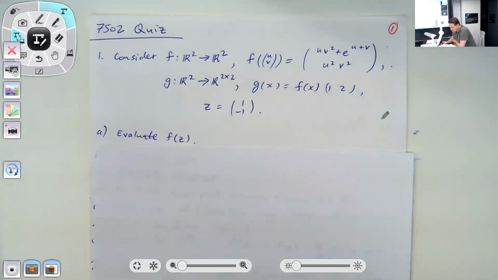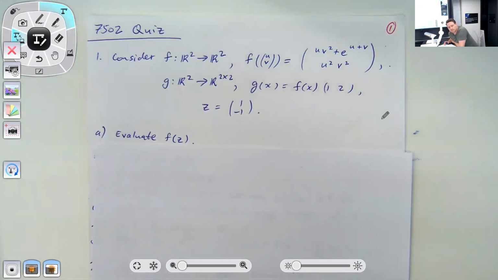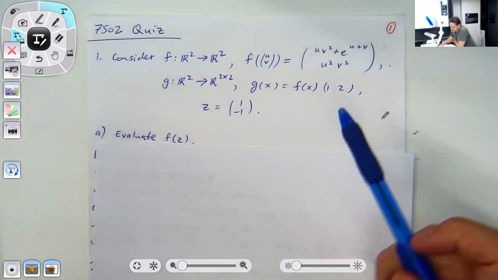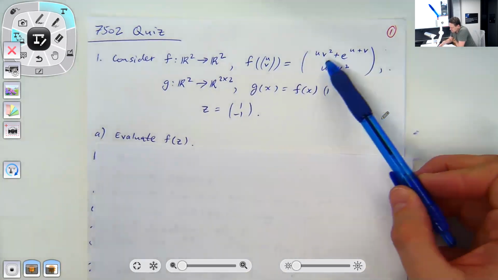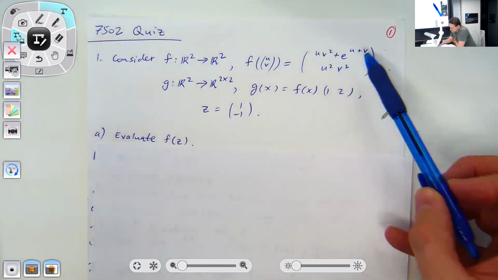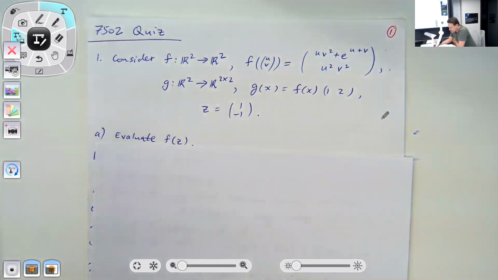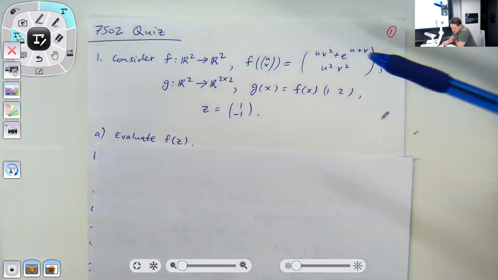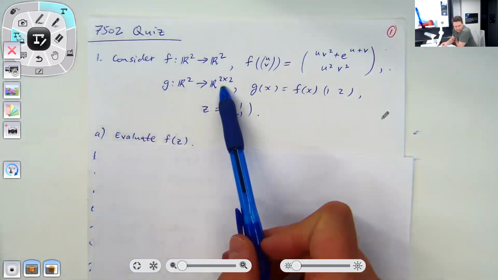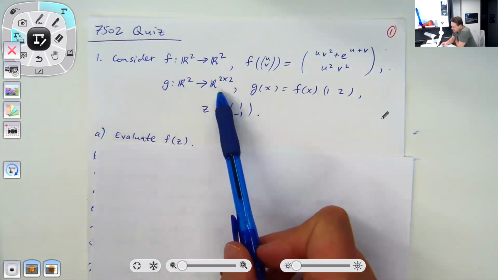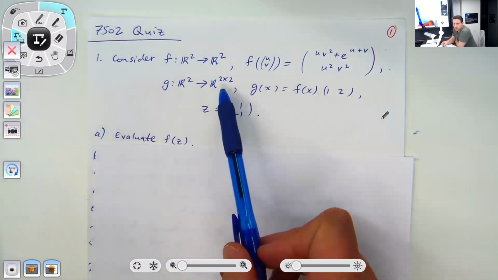let's begin. Your first question considered the function sending pairs of real numbers to pairs of real numbers, and it's explicitly given by f of (u, v) is (uv squared plus e to the u plus v, u squared v squared). We also have a function g sending pairs of real numbers to quadruples of real numbers. However, we'll view this as 2x2 matrices.